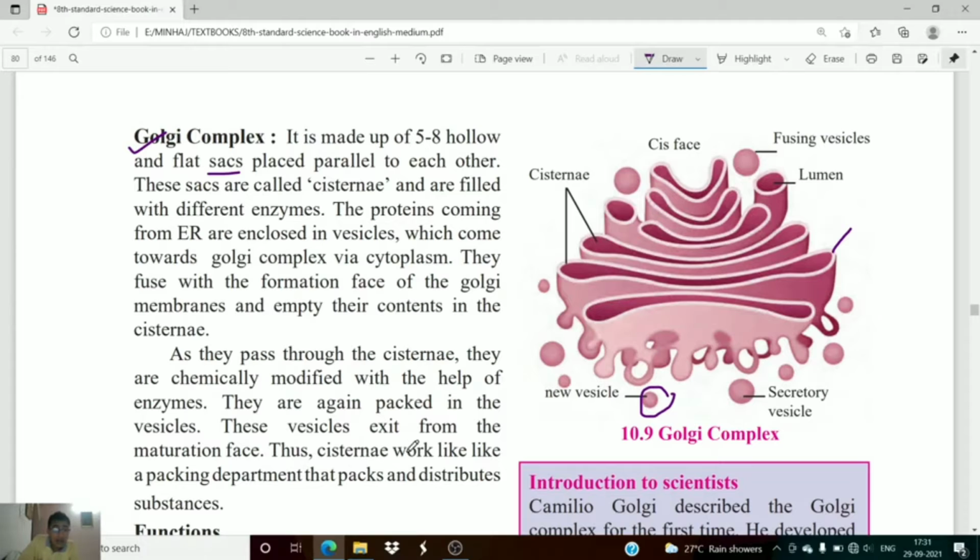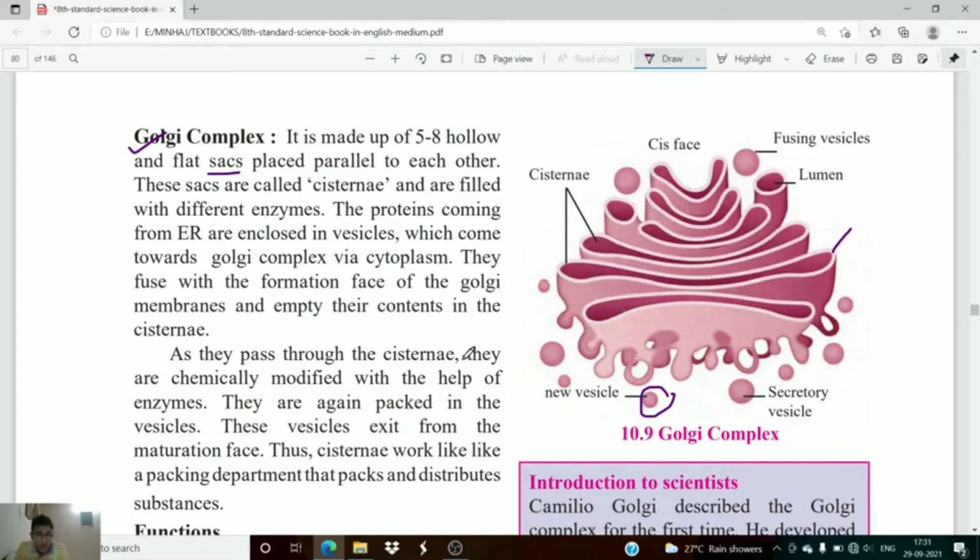The cisternae work like a packing department that packs and distributes substances. So what is a cisterna? It is a part of the Golgi complex which acts like a packing department.